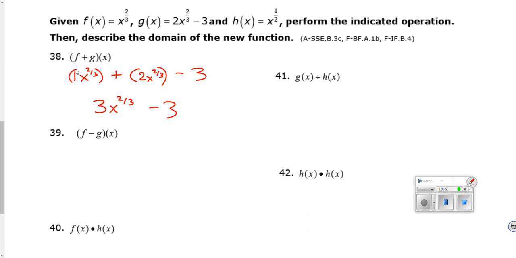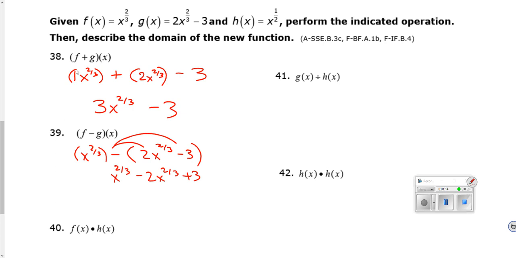The second one, it's the same exact problem, except this is x to the 2/3 minus 2x to the 2/3 minus 3. So on this one, you have to distribute the minus. So it's minus 2x to the 2/3 plus 3, and then x to the 2/3. This is 1x to the 2/3 minus 2x to the 2/3, so it's negative 1x to the 2/3. And then I have plus 3. That's my answer.